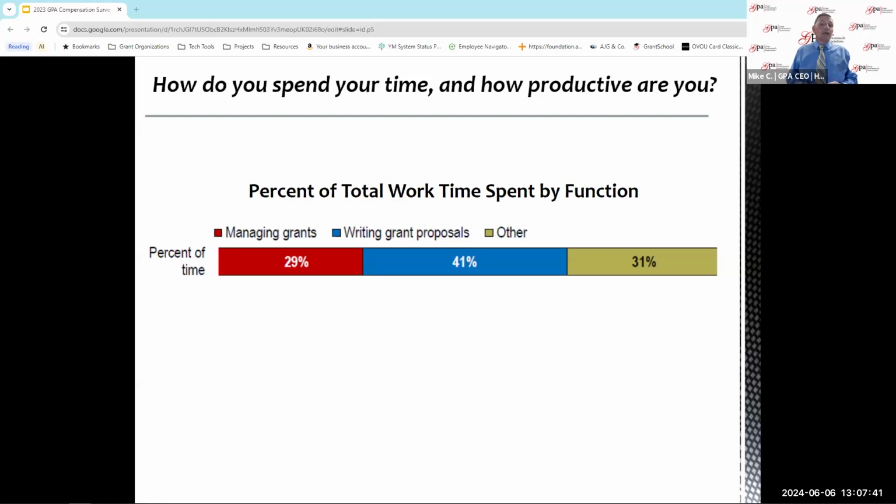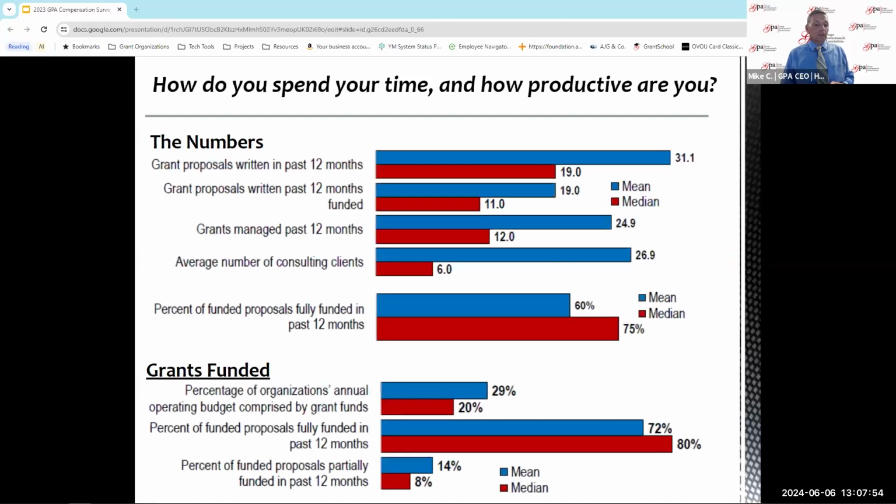And then in between time, working with program staff, your other folks in the development team, your executive directors, any number of folks in managing various projects. So it's a wide range of responsibilities. We also asked, how do you spend your time?